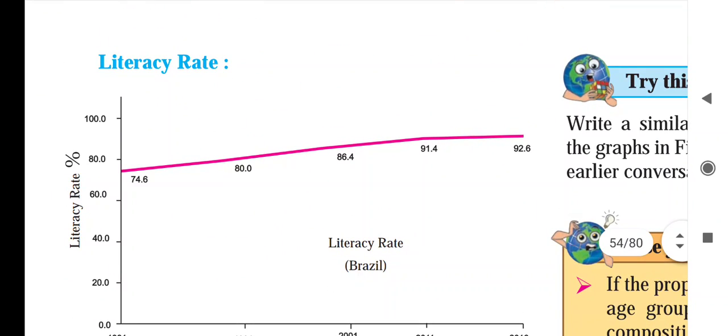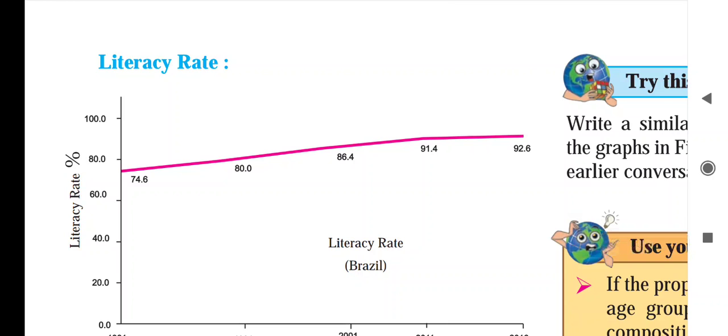Now here the graph of literacy rate is shown. Literate means what? A person who is able to read and write any language is called a literate person.